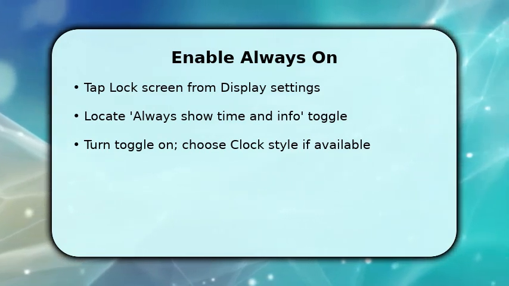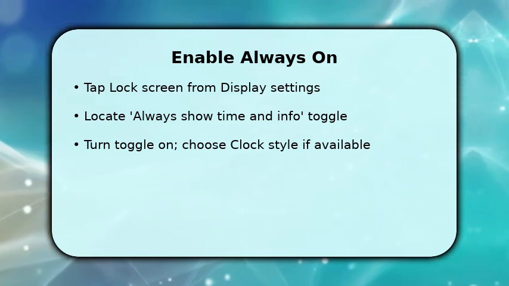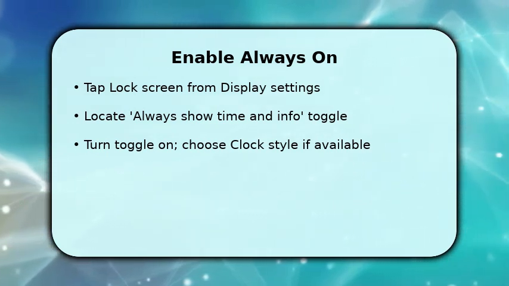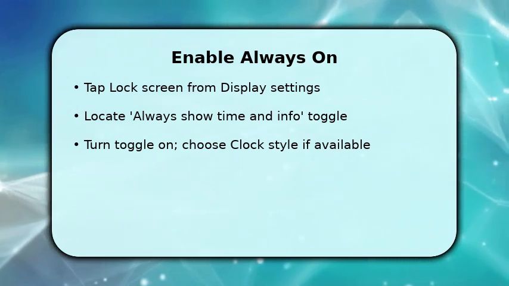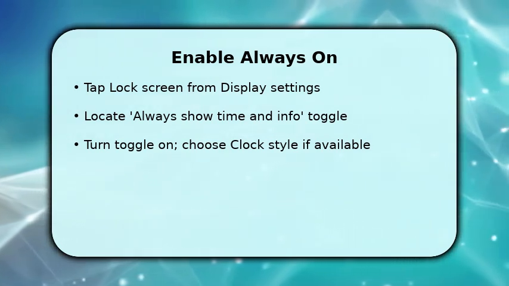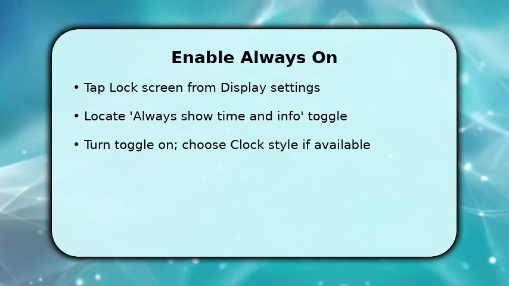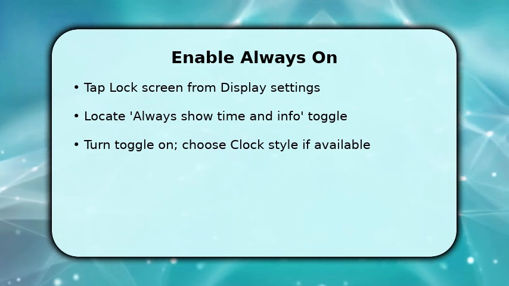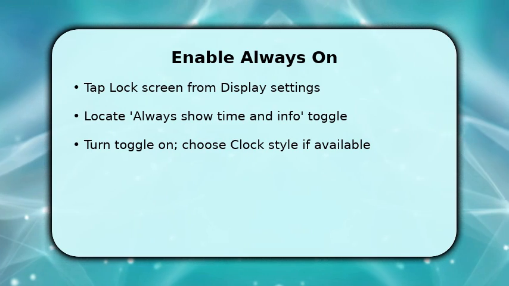Scroll to find Always Show Time and Info and flip the toggle to On. That activates the feature. Make sure to choose a clock style or extra info options if you want notifications or a minimal clock. Those settings control what stays visible. Once configured, the phone will display selected info while the screen is off. If you prefer, adjust brightness and timeout to balance visibility and battery.